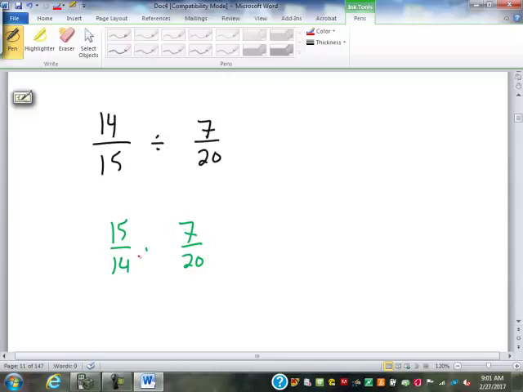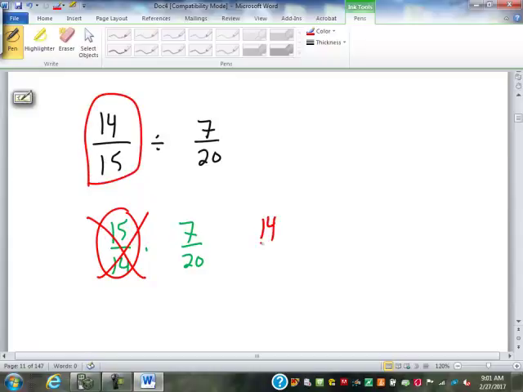What did I do wrong when I set this up here? Yeah, I took the first fraction, I did its reciprocal. That is not how we do it. The first fraction never, ever changes. That will be 14/15, period. It's always the fraction after the operation that is affected by the operation. So dividing by 7/20 is times 20/7.